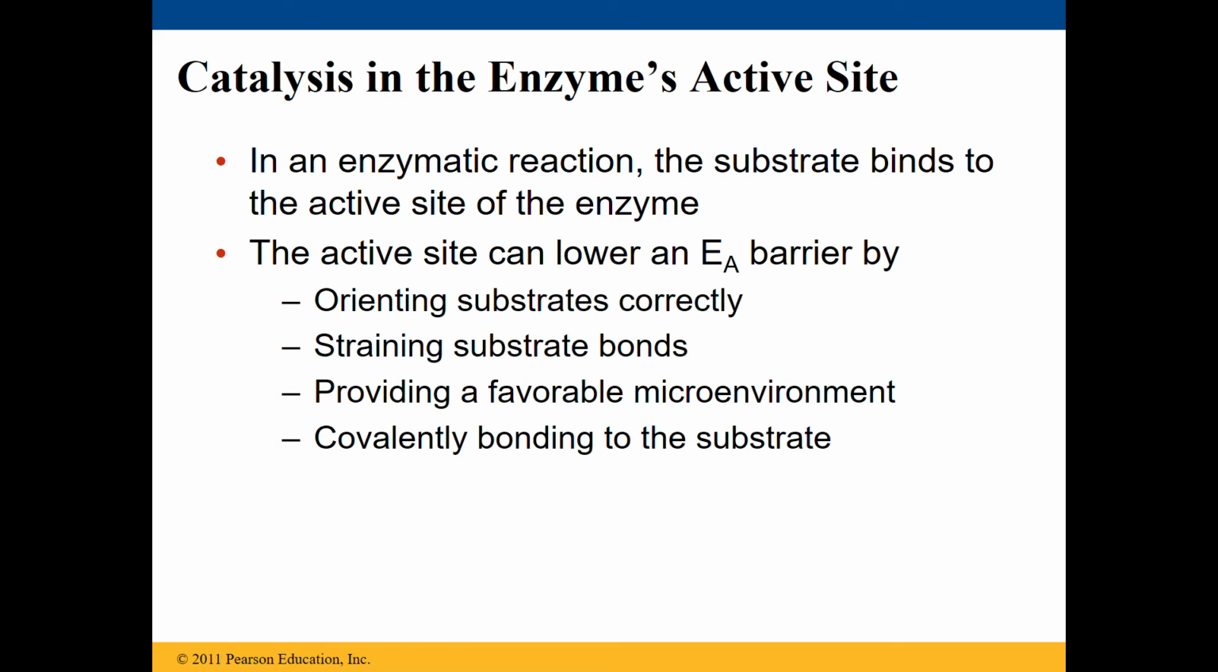So in an enzymatic reaction, the substrate binds to the active site of the enzyme, and the active site lowers the activation energy barrier by doing a couple of things. Number one, it can orient substrates correctly, right? So the correct part of one reactant is directly next to the part of the other reactant it has to react with. Two, it can put strain on the substrate bonds, right? Like it can kind of force them into a position where maybe that bond is having a hard time being held.